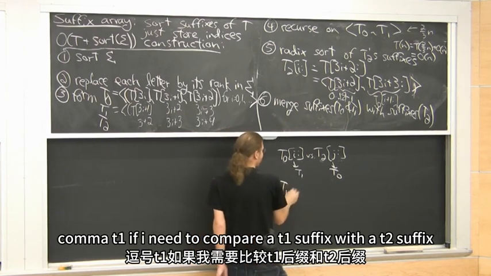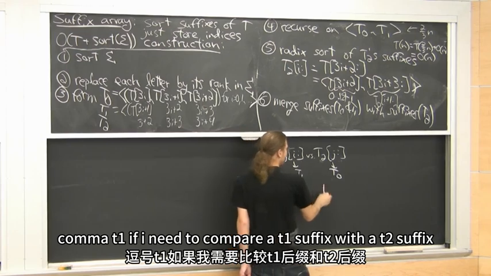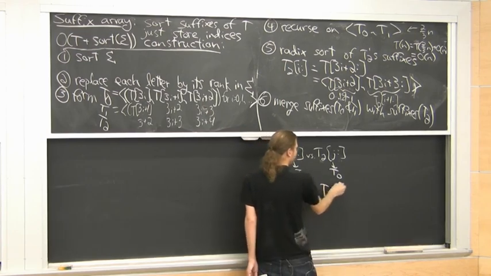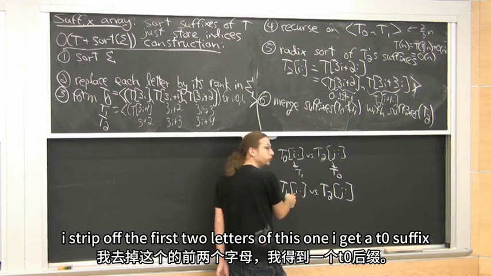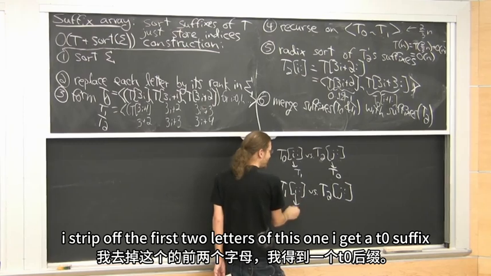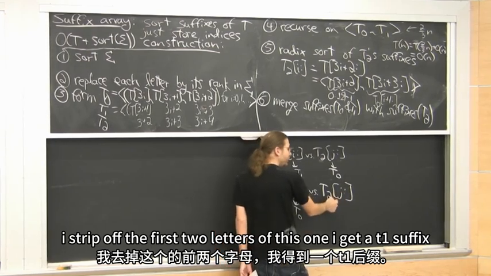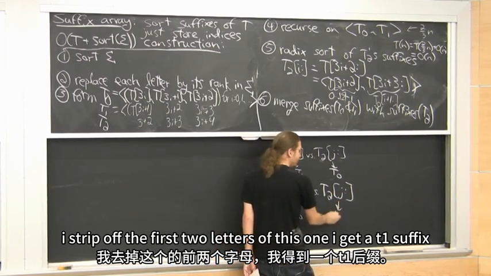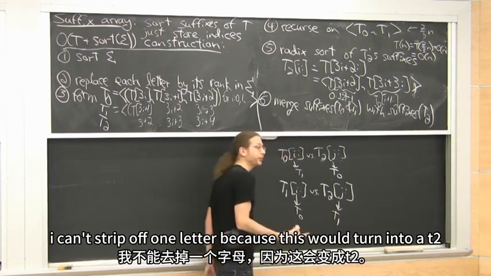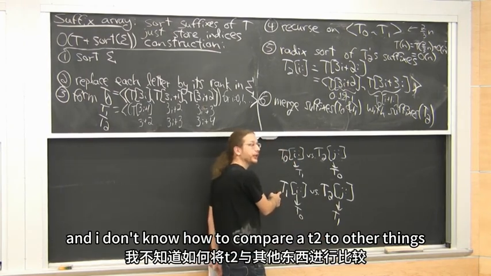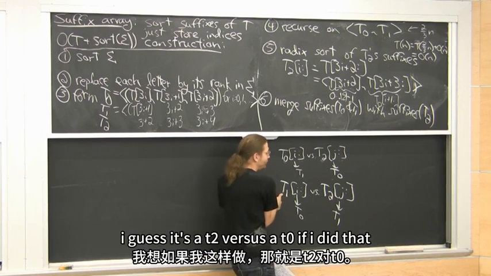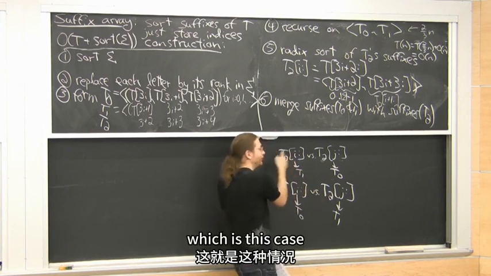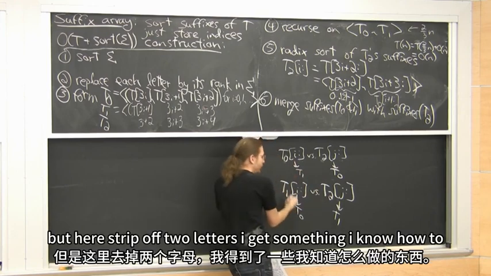If I need to compare a T1 suffix with a T2 suffix, how do I do it? I strip off the first 2 letters of this one, I get a T0 suffix. I strip off the first 2 letters of this one, I get a T1 suffix. I can't strip off 1 letter because this would turn into a T2, and I don't know how to compare a T2 to other things. That's the whole point. Well, I guess it's a T2 versus a T0 if I did that, which is this case. But here, if I strip off 2 letters, I get something I know how to compare.